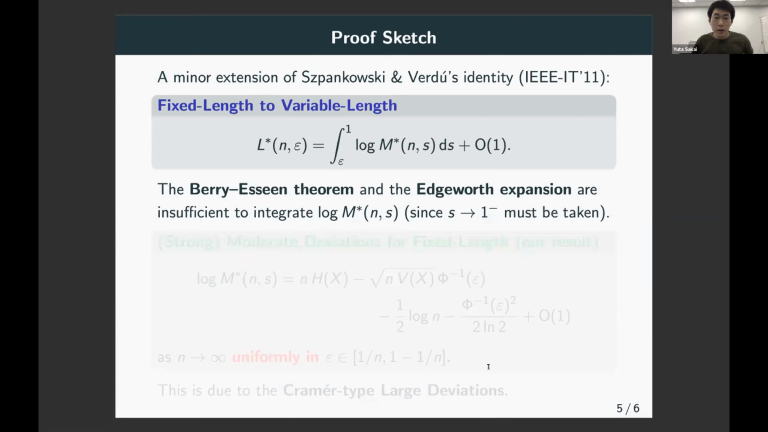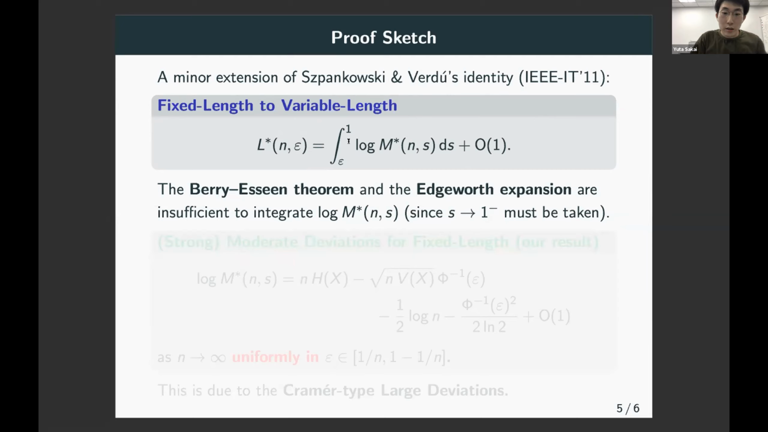Now I talk about how I prove this result. Verdú showed in his channel coding lecture that the average codeword length of variable length codes can be expressed by the fundamental limit of fixed length compression. And this equation is a minor extension of Szpankowski and Verdú's result.